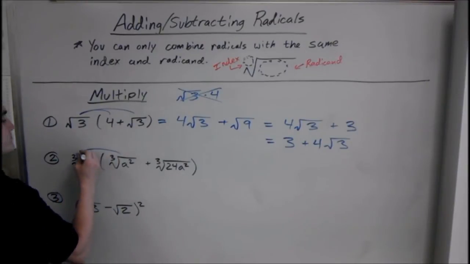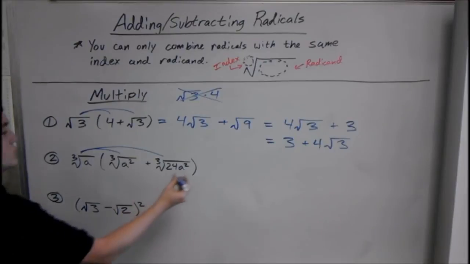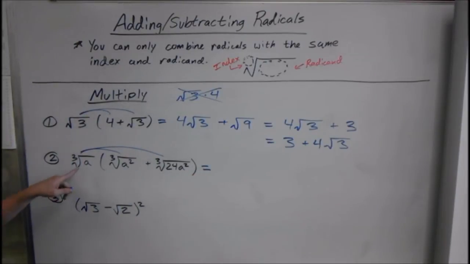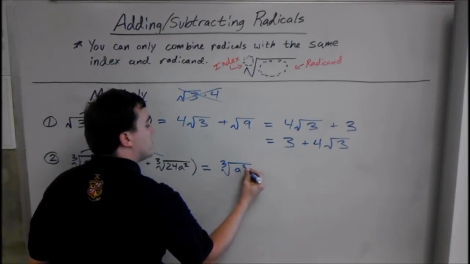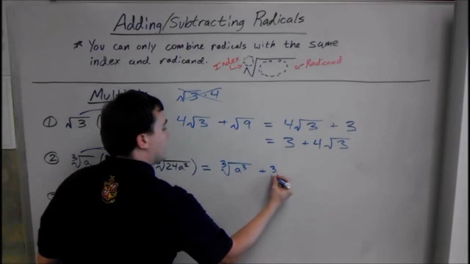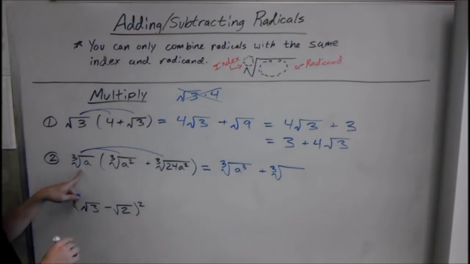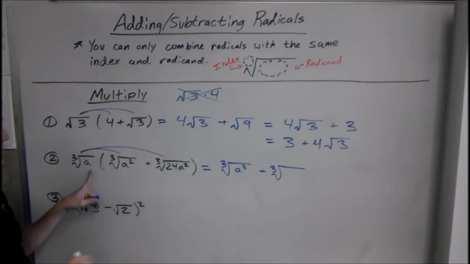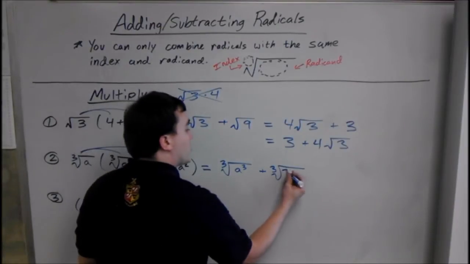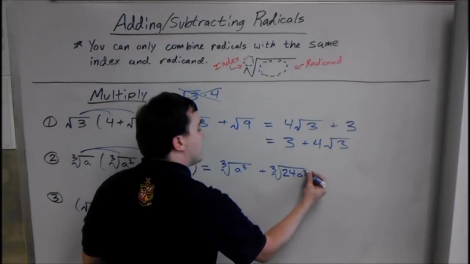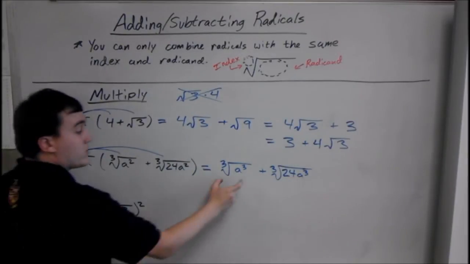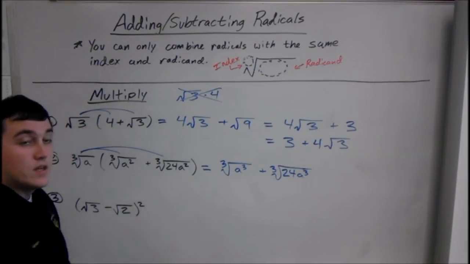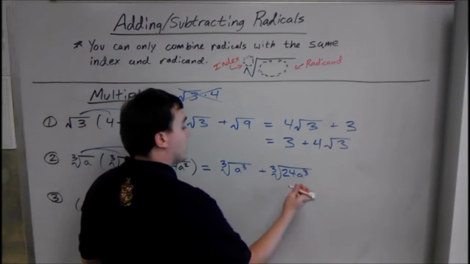So here, same thing. Distribute. We have the cube root of a times the cube root of a squared is going to give us the cube root of a cubed plus the cube root of a times the cube root of 24a squared. A times 24a squared is 24a cubed. Now, we do know the cube root of a cubed, that's just a. But we can do something with this 24.